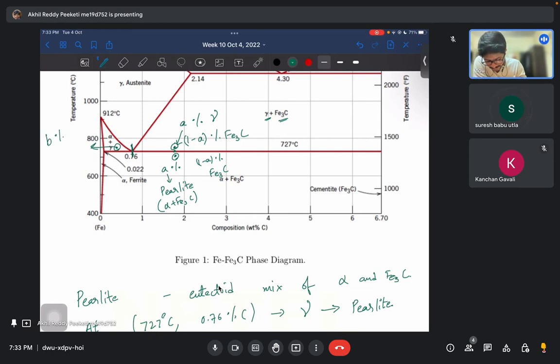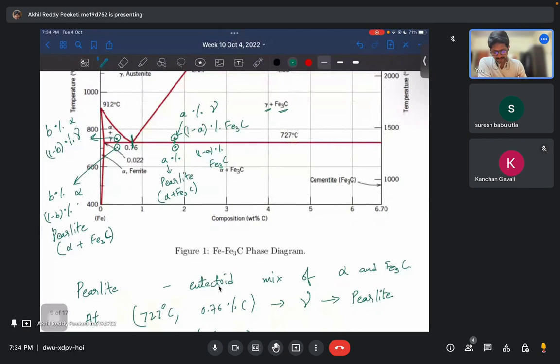you will have B percentage of alpha and 1 minus B percentage gamma, just above the eutectoid point. It's an alpha plus gamma mixture, right? Now if you cool down, what will you have? Whatever gamma is there will convert to pearlite, and whatever alpha is there will stay as alpha. In pearlite, again you have alpha plus Fe3C. So on this left side you have two types of alpha: primary alpha and alpha as a part of the pearlite mixture.